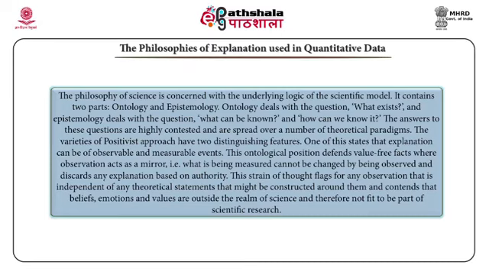The varieties of positivist approach have two distinguishing features. One of these states that the explanation can be of observable and measurable events. This ontological position defends value-free facts where observation acts as a mirror, that is, what is being observed, what is being measured cannot be changed by being observed, and discards any explanation based on authority.